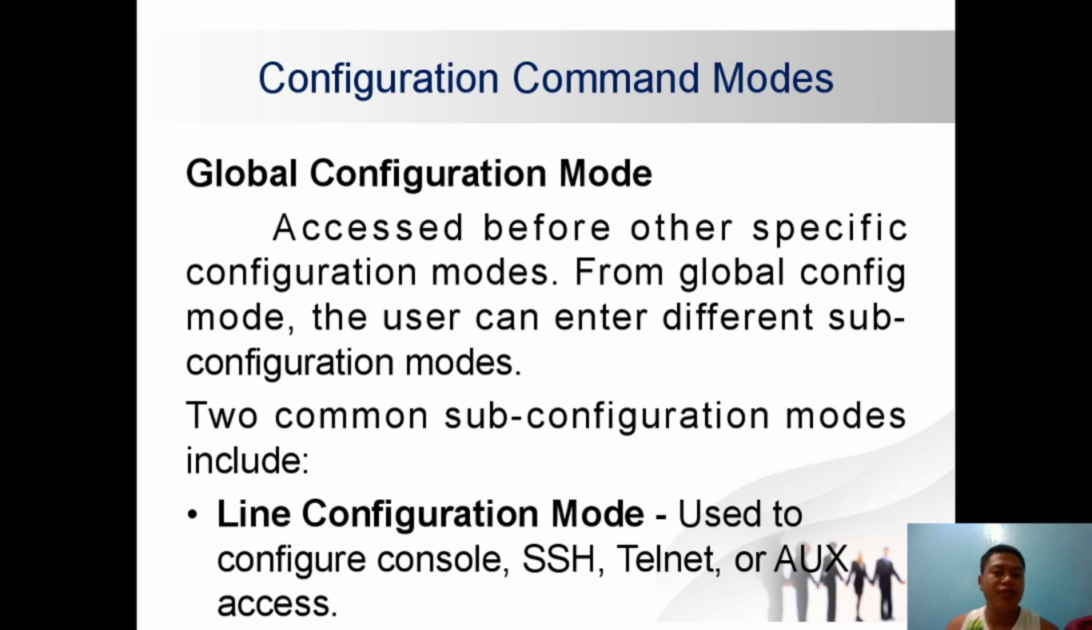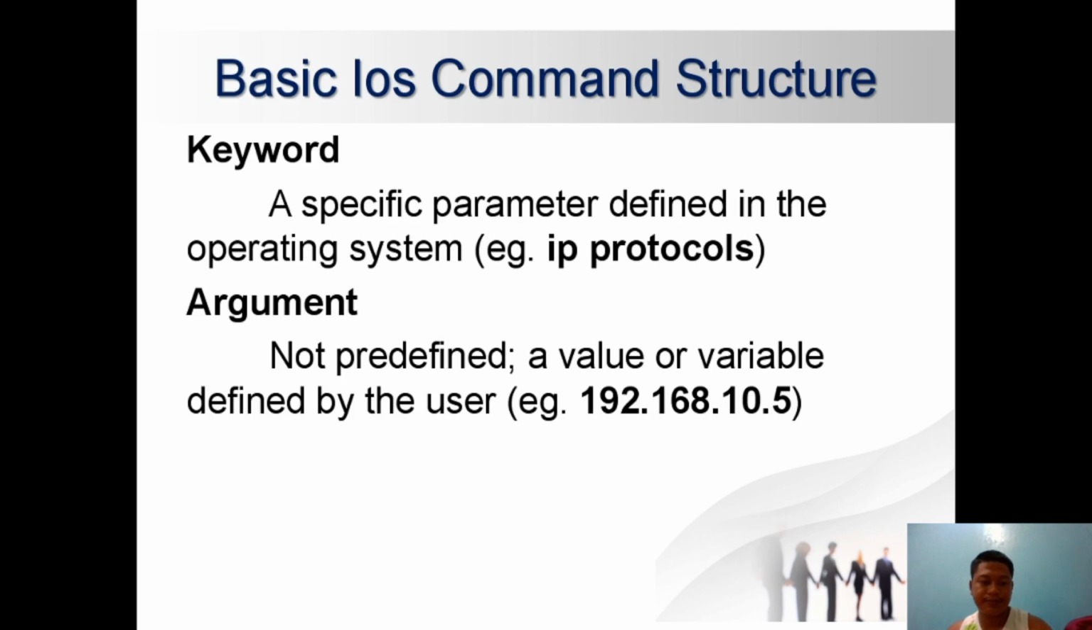So, configuration command modes. Global configuration mode. From global configuration mode, the user can enter different sub-configuration modes. Two common sub-configuration modes include line configuration mode, used to configure console, SSH, Telnet, or AUX access.